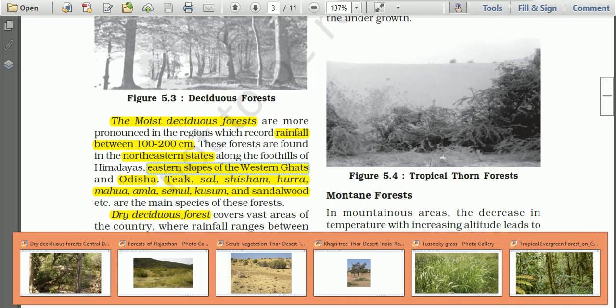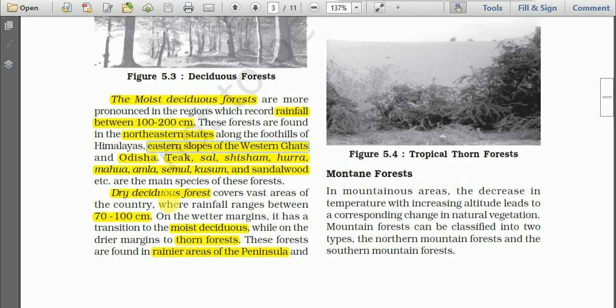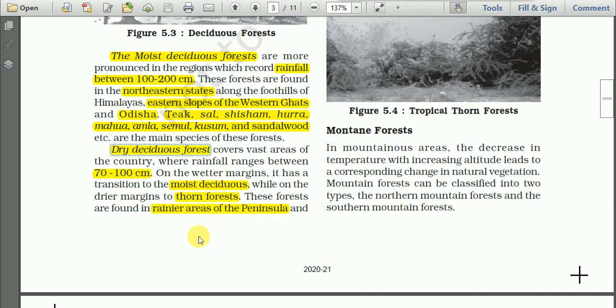And next we have this dry deciduous forest. Dry deciduous forest covers vast areas of the country where the rainfall ranges between 70 and 100 centimeters. On the wetter margins, it has transitioned to moist deciduous. On the 100 centimeter side, it has moist deciduous, while on the drier margin, that is on the 70 centimeter side, you will get thorn forest.